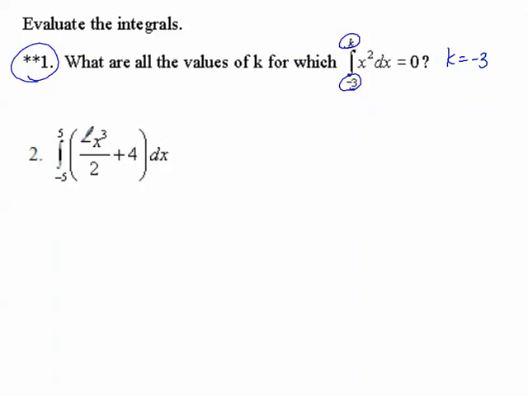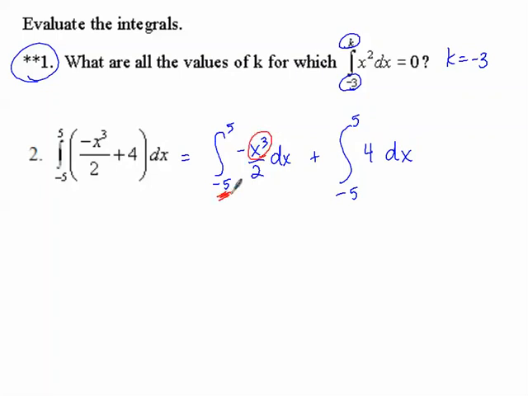So splitting this up into the definite integral from negative 5 to 5 of negative x cubed over 2 dx plus the integral from negative 5 to 5 of 4 dx. Because this is an odd function, see the x cubed right there, and my limits are equidistant from the origin, this definite integral is just 0, and I don't have to do anything for that. So that's really just gone.